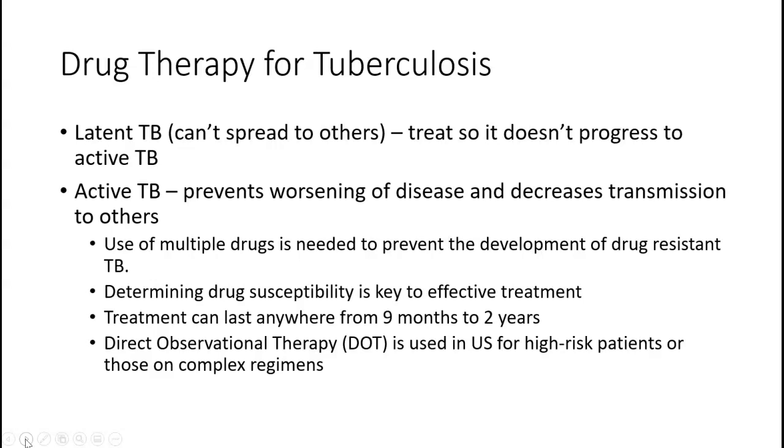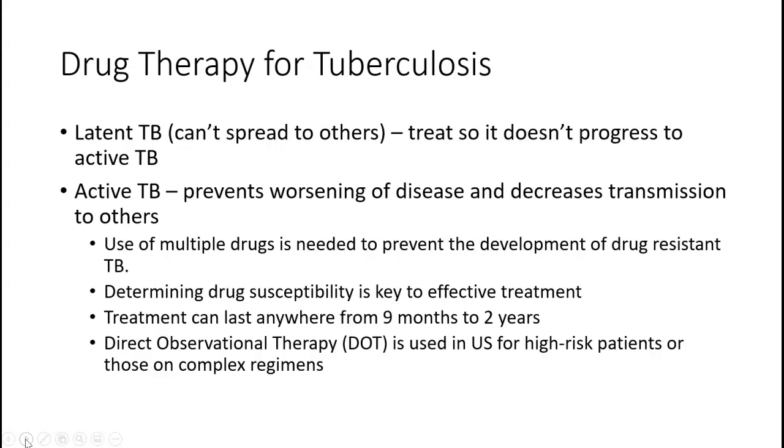Use of multiple drugs is needed to prevent the development of drug-resistant TB. Now, not so much with latent TB, but definitely with active TB. We need to use multiple drugs. Determining drug susceptibility is really key to effective treatment. We do that by taking a sputum sample and doing cultures and sensitivities on those. And then treatment can last anywhere from 9 months to 2 years. So depending on whether you're latent, whether you're active, just depends.